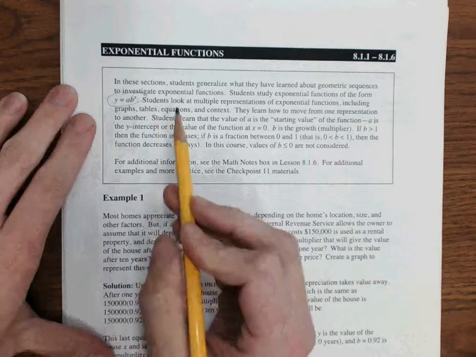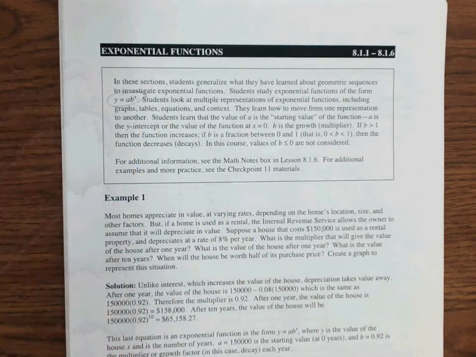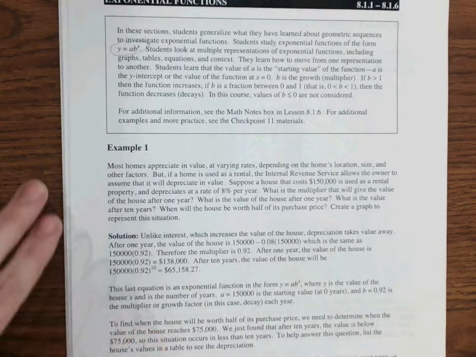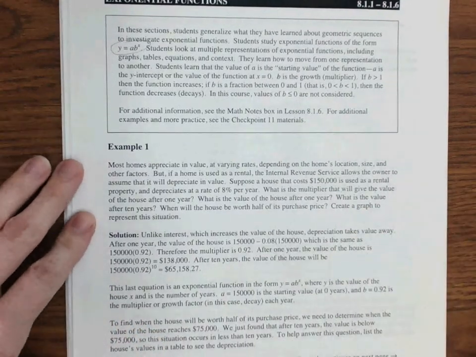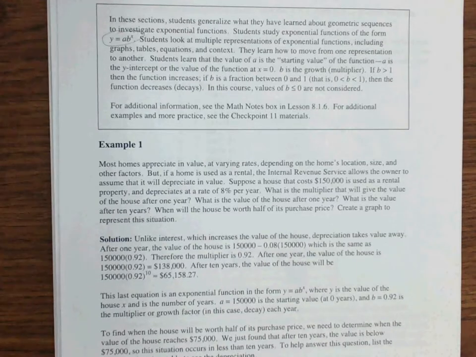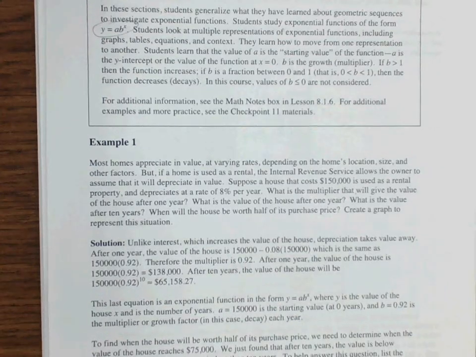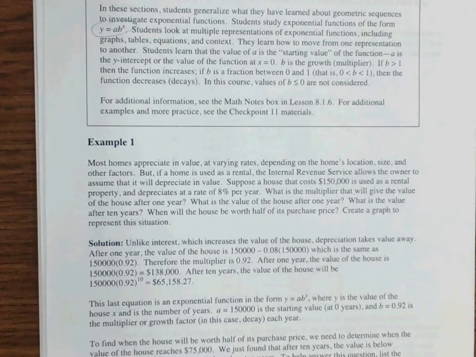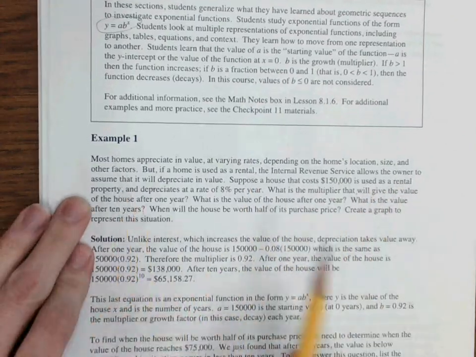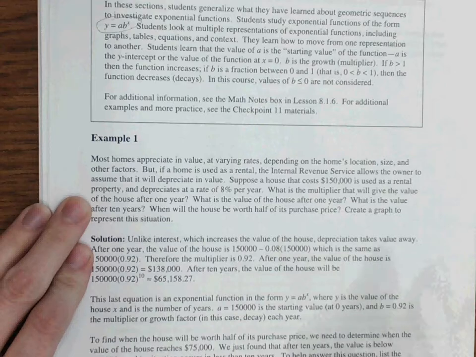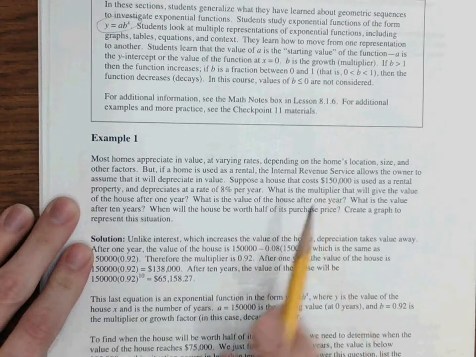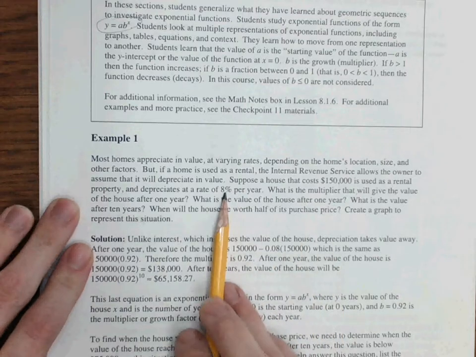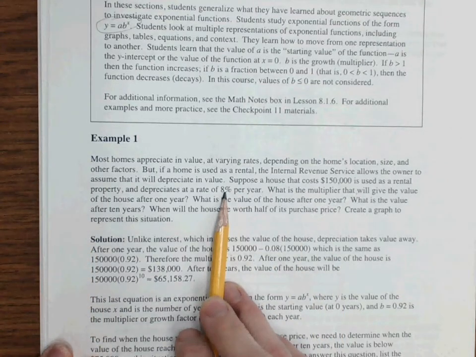We are remembering we're looking at y equals a times b to the x. We're looking at being able to use these equations to write functions and to be able to solve problems for some of this stuff. Okay? I'm going to read through example 1 for you so you can kind of help figure it out. Most homes appreciate in value, but sometimes if it's used as a rental, then it allows the owner to assume it will depreciate in value. Suppose a house that costs $150,000 is used as a rental property and then depreciates at a rate of 8% per year. So that means it's decreasing.